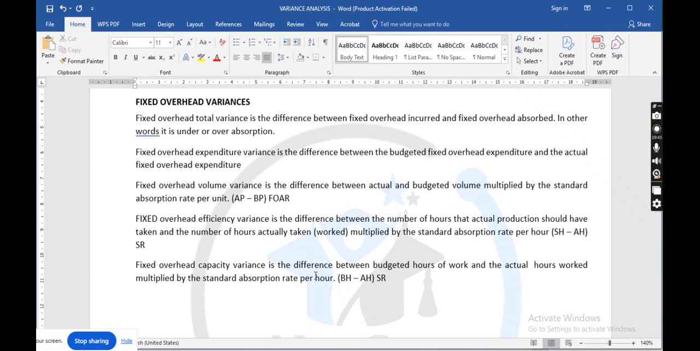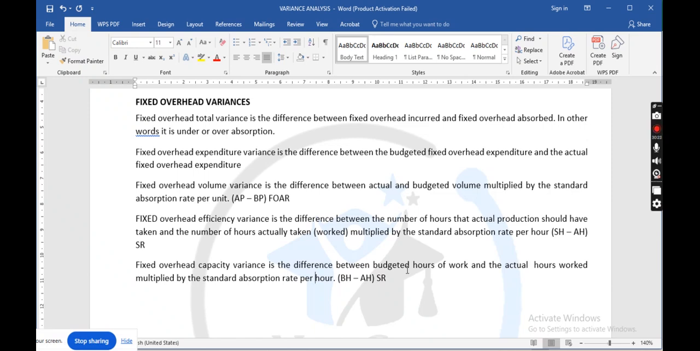Then what is efficiency? What is capacity? Class, what is capacity? The fixed overhead capacity variance is the difference between the budgeted hours worked and the actual hours worked, multiplied by the standard absorption rate. What is capacity? It's the difference between the budgeted hours and the actual hours, and that gives us the capacity variance, times the standard absorption rate, that is the fixed overhead absorption rate.